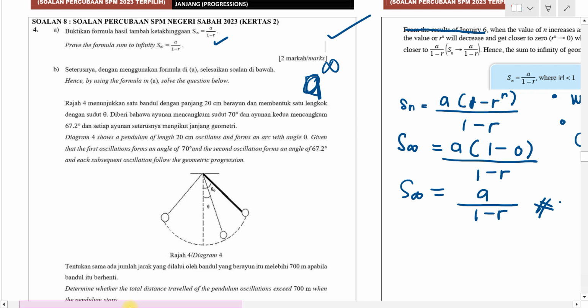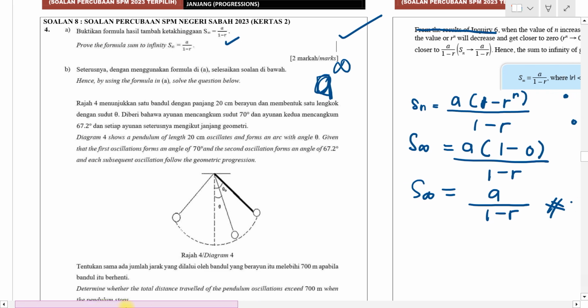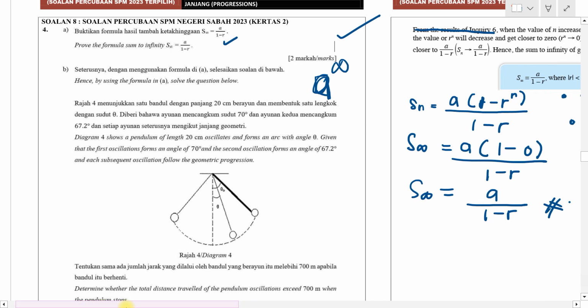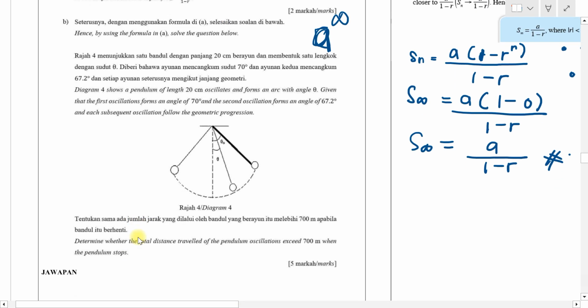Okay, that's how you do that. Okay, question B. Hence, by using the formula in A, solve the question below.